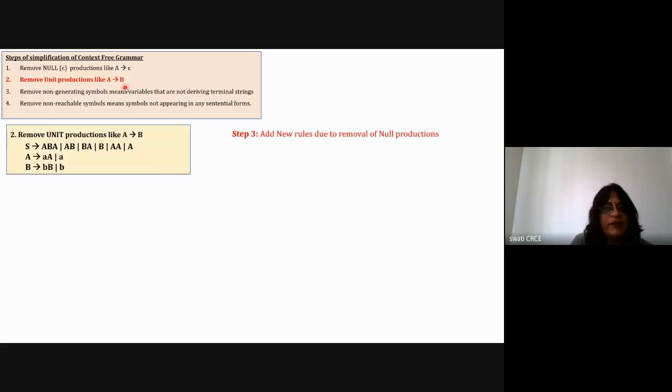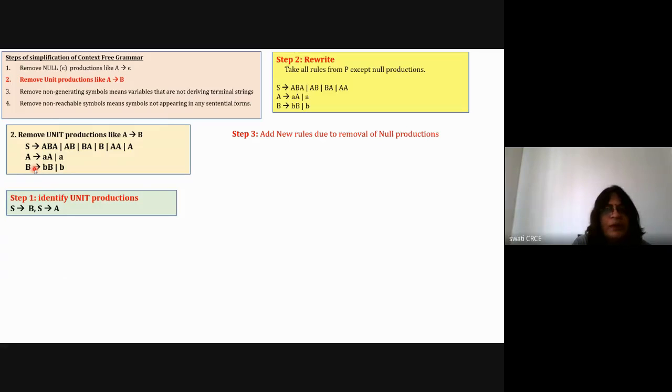Okay, so let's take one example. Suppose you have to remove the unit productions from this given grammar. Likewise it is just an example, it can be a different variable. So this is the given grammar, and now you have to remove the unit productions. The first step is to identify what the unit productions are. So just check it here. Here S is equal to capital B is a unit production, and S is equal to A. These are two unit productions. For the other rule there is no unit production. For A and B also there is no unit production.